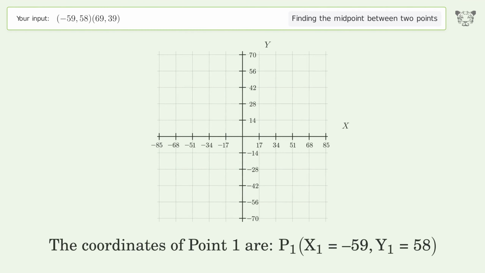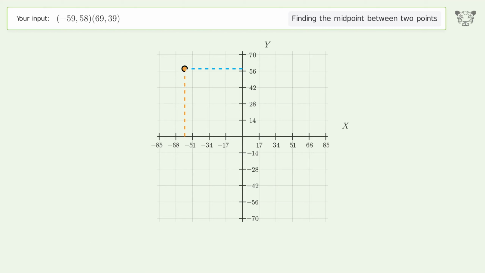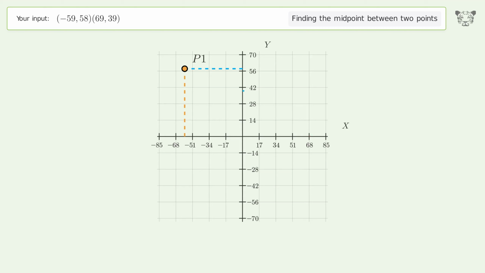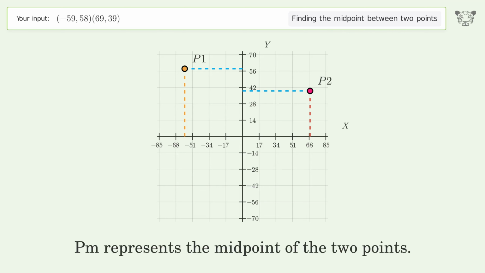The coordinates of point 1 are, x1 equals -59, y1 equals 58. The coordinates of point 2 are, x2 equals 69, y2 equals 39. PM represents the midpoint of the 2 points.